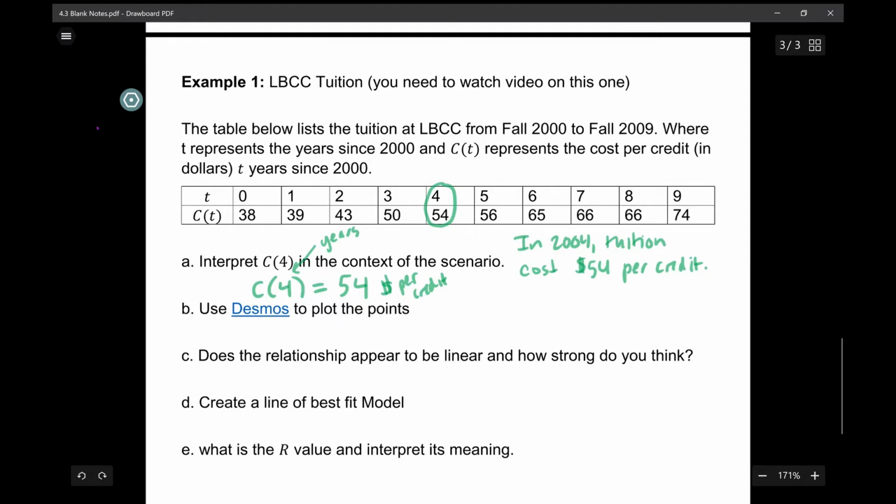All right, now we're going to go to Desmos, and we're going to plot these points using Desmos and answer the rest of these questions on Desmos. I can't show Desmos in this at the same time, so if you need to print this out or go back and forth on two screens, make sure you still have the notes up at some point.